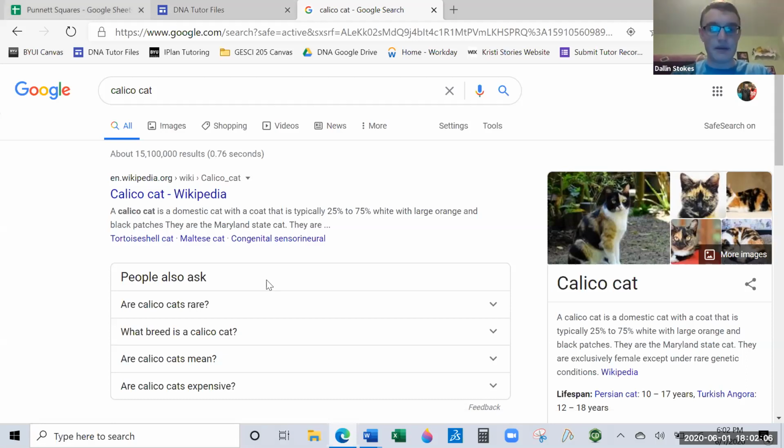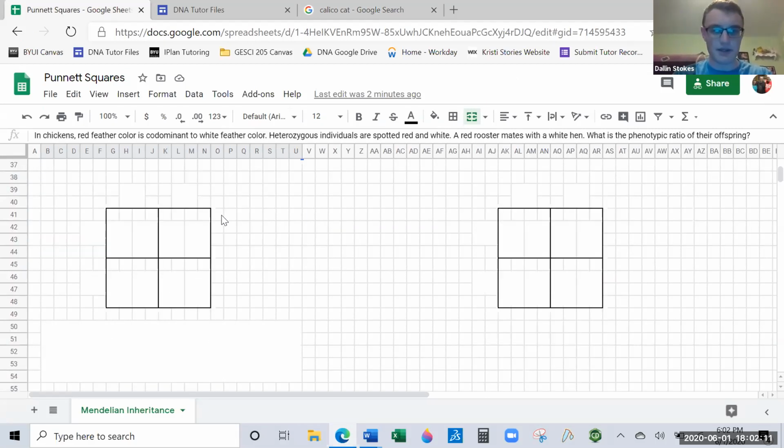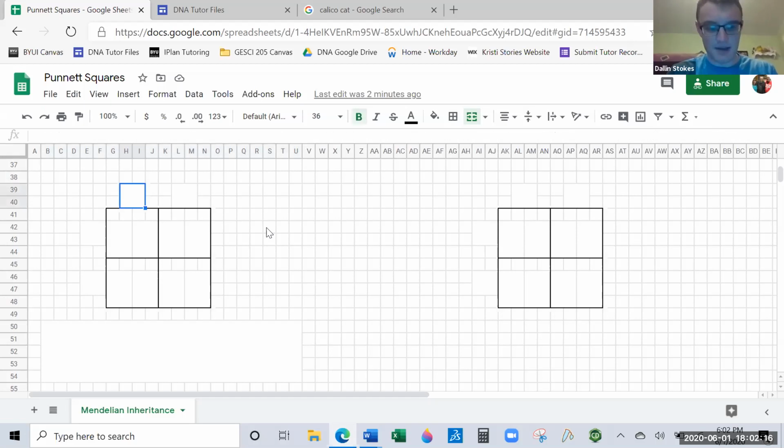Now, if you go back to that Calico Cat problem, so let's just ignore my chicken one here. If you go back to the Calico Cat problem that we did last week, it was an X-linked allele, right? It said that yellow was dominant to black, and heterozygous females are calico, right? A lot of people get confused with that one, but here's the reasoning behind it. Let's do the Calico Cat problem right here.